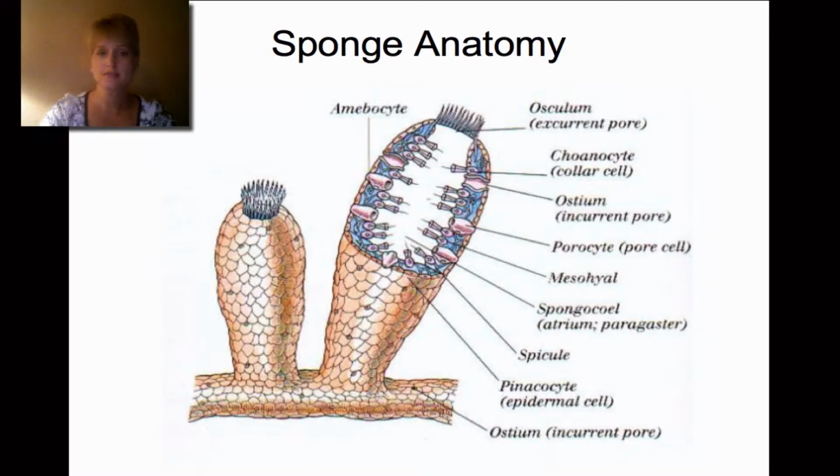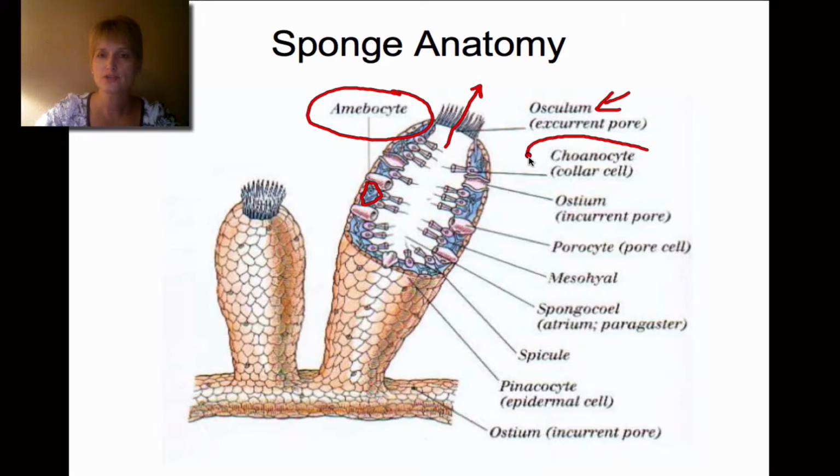In sponge anatomy, the cells that we focus on are the amoebocytes. The amoebocytes are cells within the sponge that are very similar to amoebas, and that would be this part right there. It has an osculum, which is where the water flows out through. There's these choanocytes. These are collar cells. And if you look at these little collar cells, you'll see that they have a flagella there.